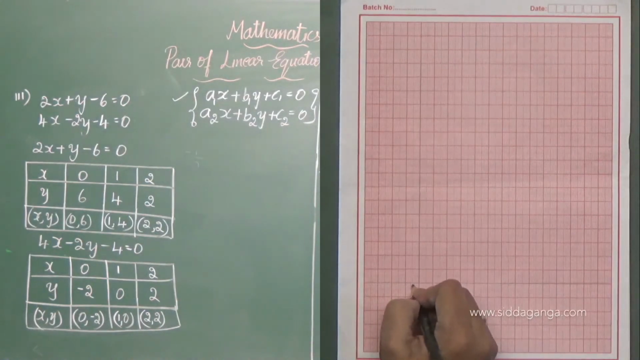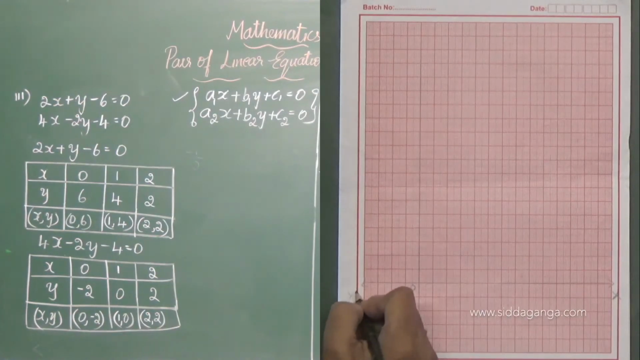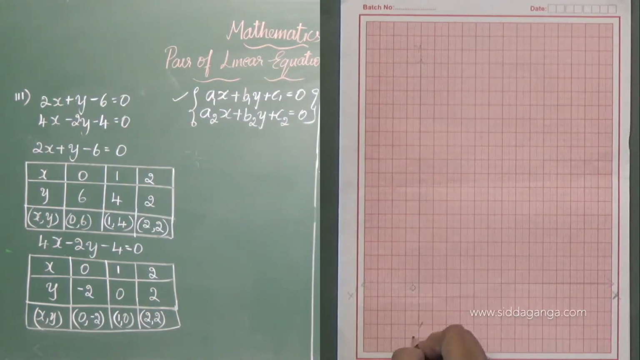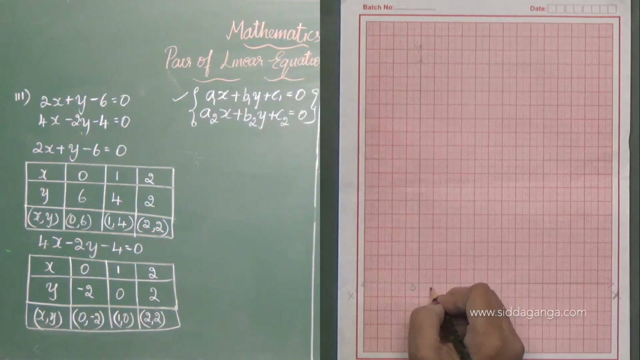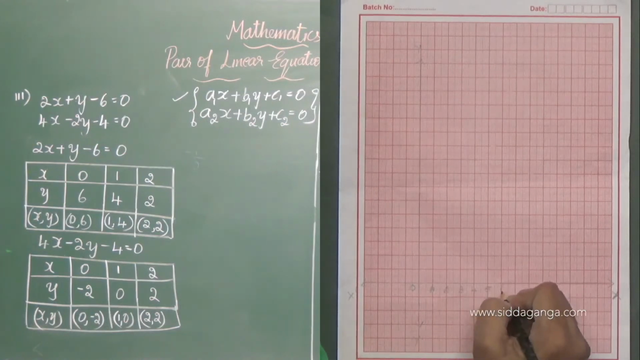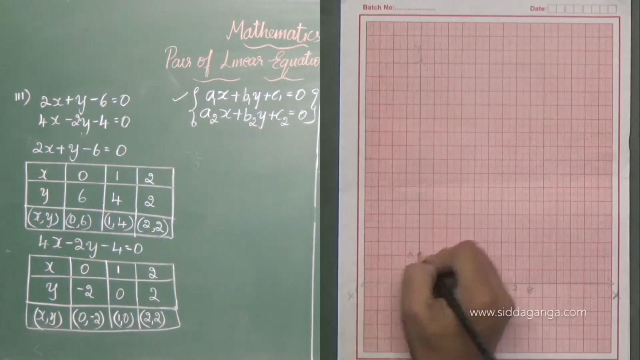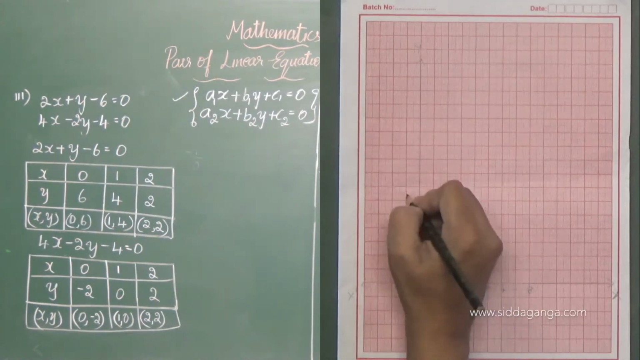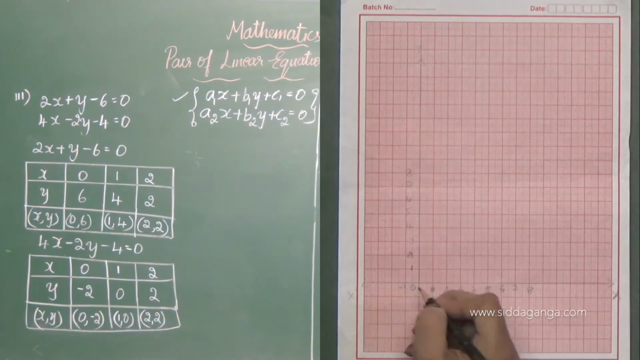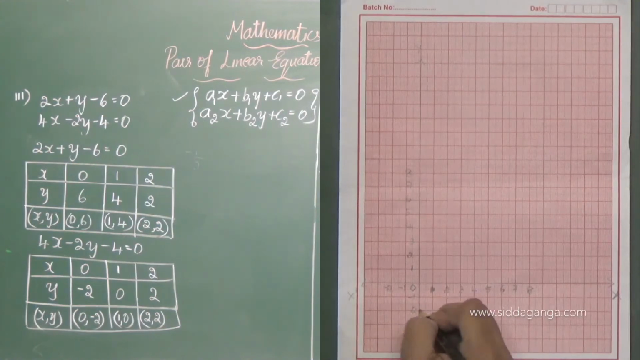Okay, this is origin, x-axis, x dash, y, y dash. So you can take 1, 2, 3, 4, 5, 6, 7, 8. And here 1, 2, 3, 4, 5, 6, 7, 8. And here this is minus 1, minus 2. And here also minus 1, minus 2.